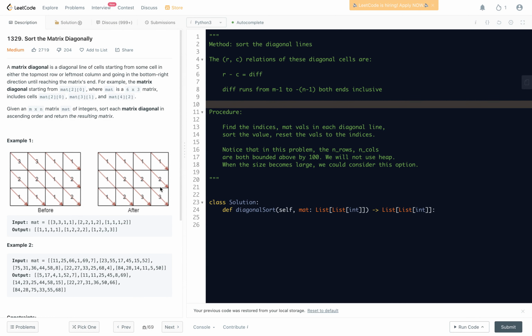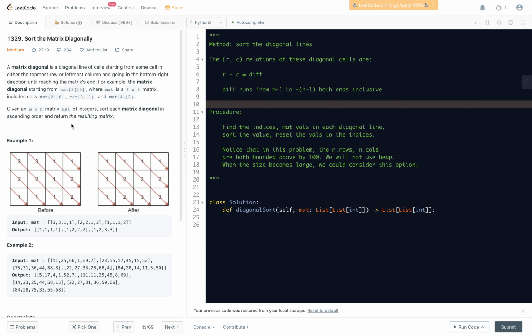Let's have a look at a daily challenge problem. That is problem 1329, sort the matrix diagonally. In this video, we're going to share a very straightforward method for this problem. That is just sorting according to the problem statement.